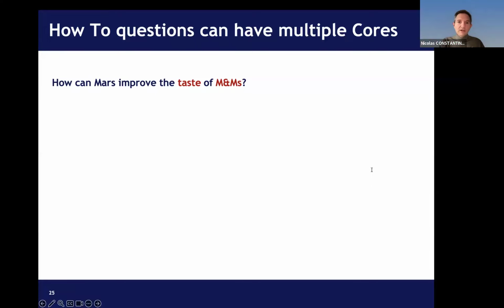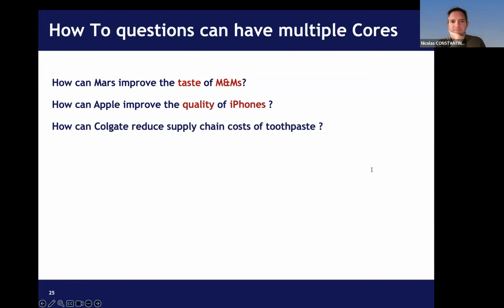Okay, here's another question with 2 cores again. Just tell me, what are they? What are the 2 cores? Hint, it's not Apple. Quality in iPhones, bingo. Okay, good. What about this one?